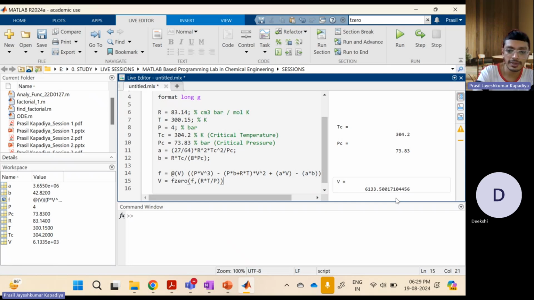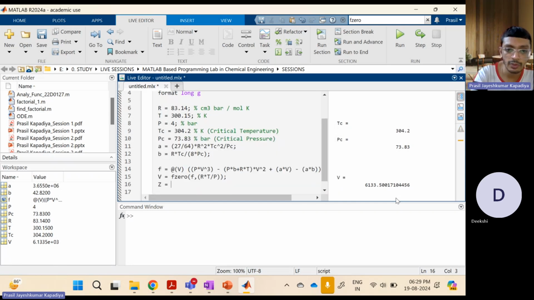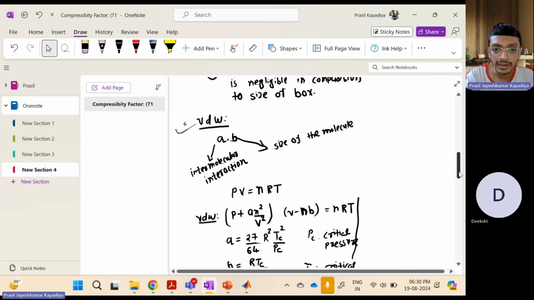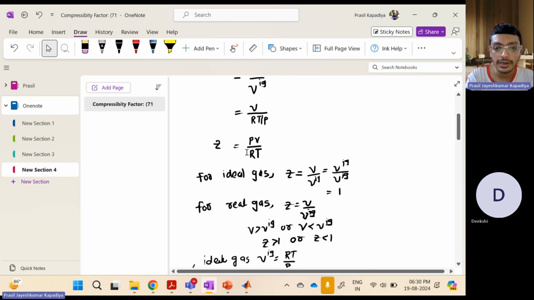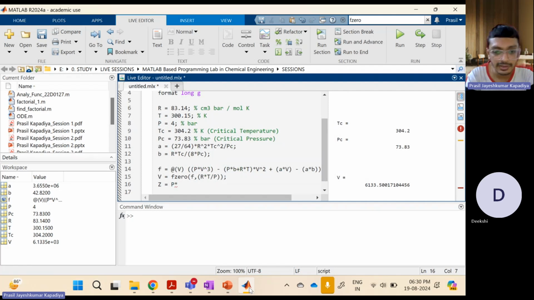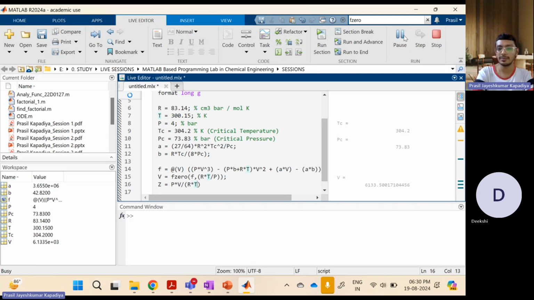Now I want to find a compressibility factor. So what is my compressibility factor? Z is equal to this equation, correct? My compressibility factor is Z is equal to P into V by RT. So P into V divided by R into T. So let's see what is the value of compressibility factor I am getting. So I'm getting my value as 0.9831. That is near to 1, but that is not exactly 1. So we can see that gas is not actually behaving ideally.